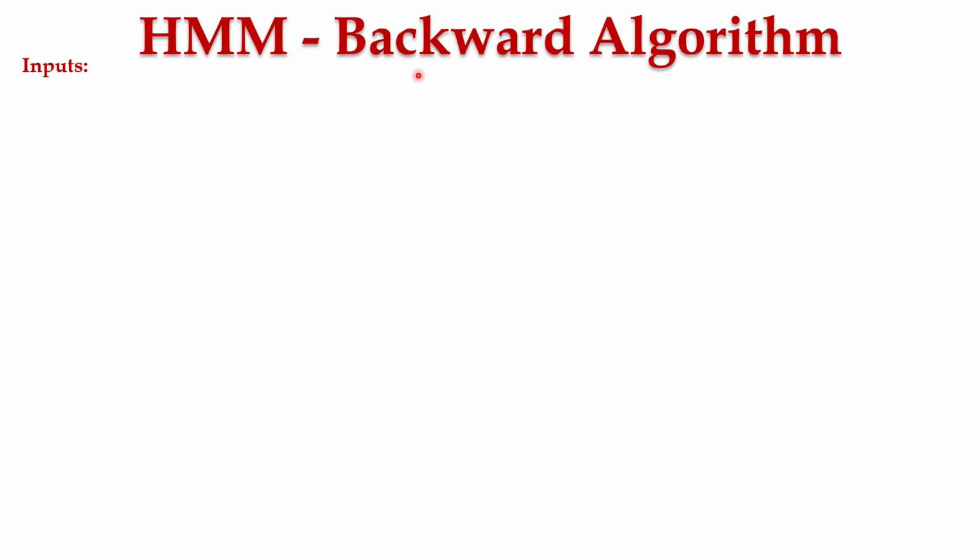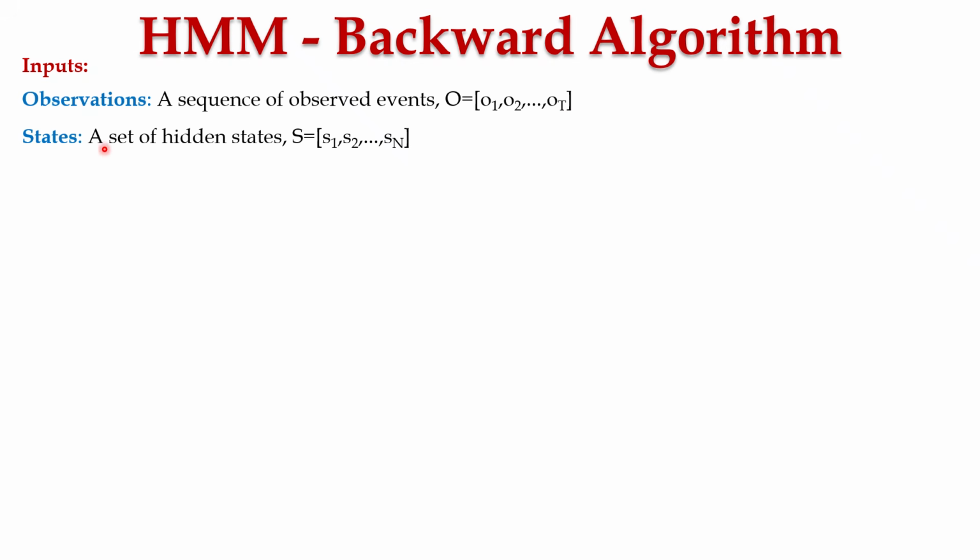Now let's learn about the HMM algorithm. The inputs required are observations, that is, a sequence of observed events, represented as capital O, which is equivalent to O1, O2 up to OT. These represent a sequence of events where O1, O2, OT are individual observed events at time t equal to 1, 2 up to capital T. The next comes states. A set of hidden states, represented as capital S, is equivalent to S1, S2 up to Sn. So these are the hidden or unobservable states in the system.